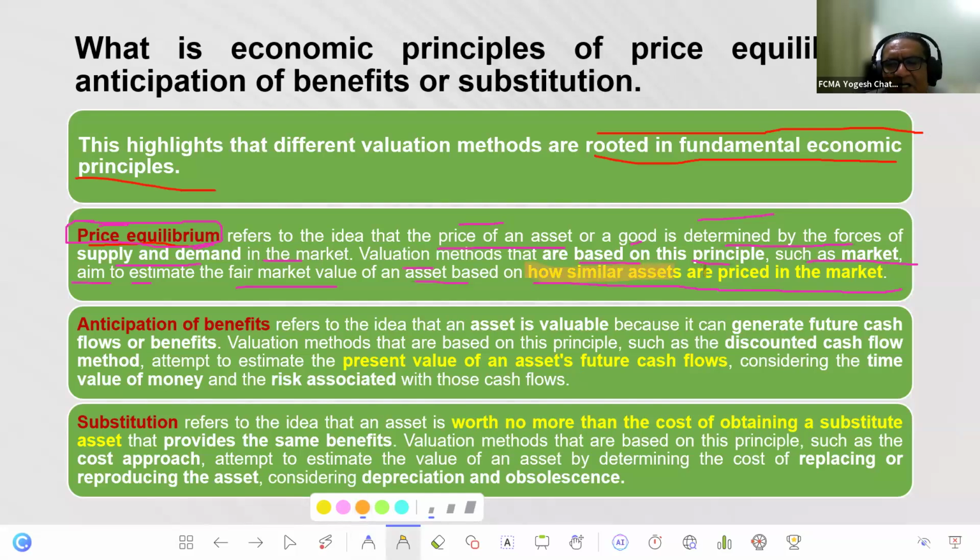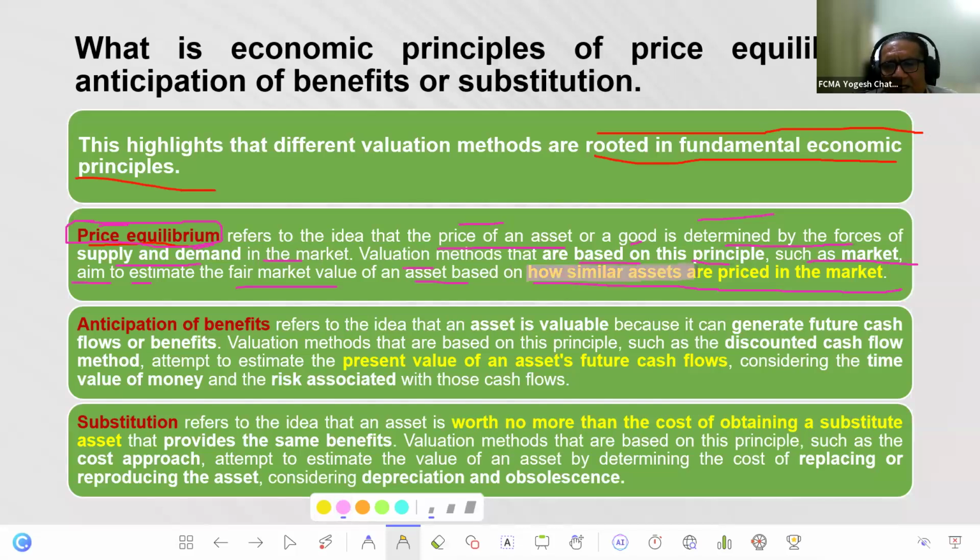We need to determine how similar assets are priced in the market. A similar asset means an asset which is comparable with the subject asset, the target asset for which we are doing the valuation. So how is that priced in the market? Based on that, we will determine the value of the target asset. Very important.